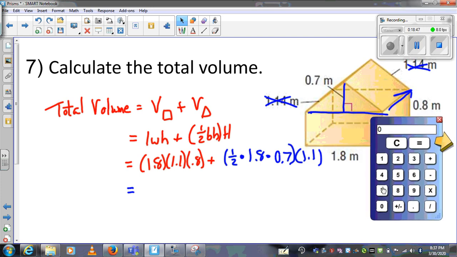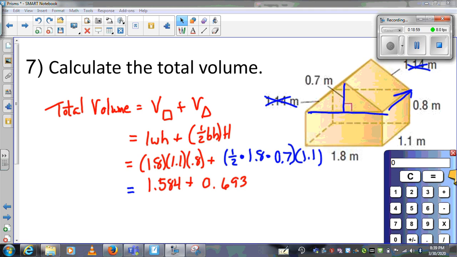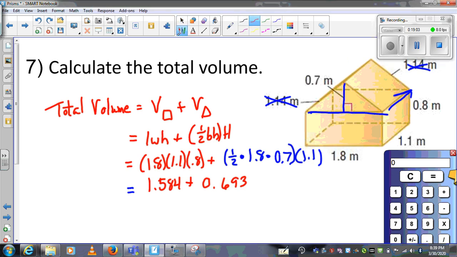Okay, so let's multiply this first one. So 1.8 times 1.1. Okay, look at how fast I got with the calculator. All right, I'm just kidding. I paused the video so I could put these numbers in. So I multiplied that, and now I'm just going to add these two together, and that's going to give me 2.277, and that would be cubic meters.